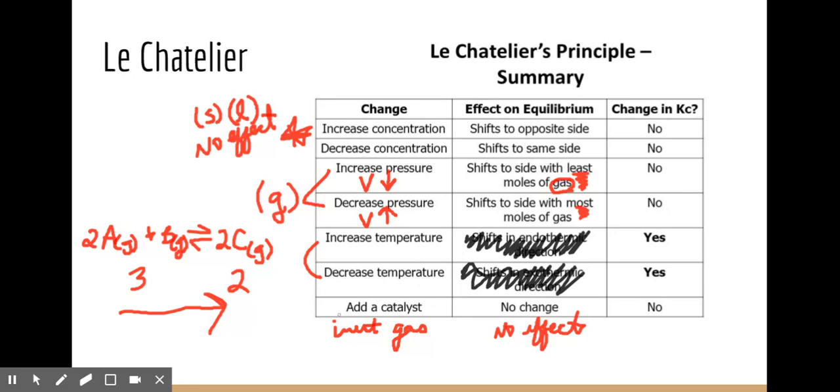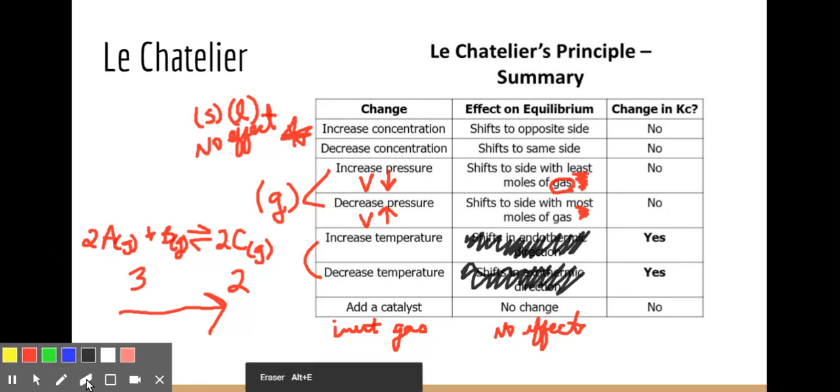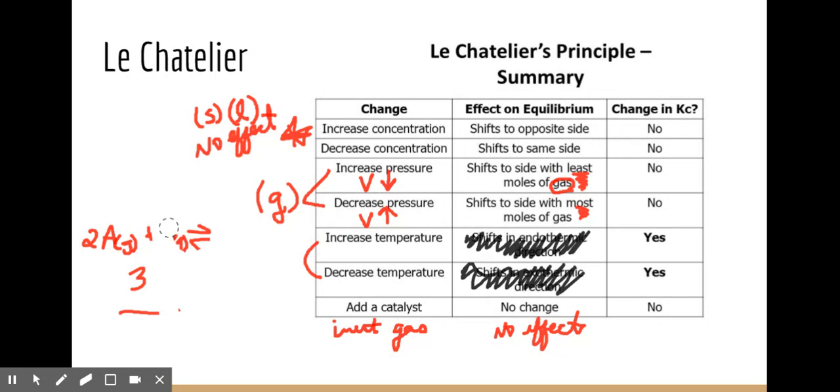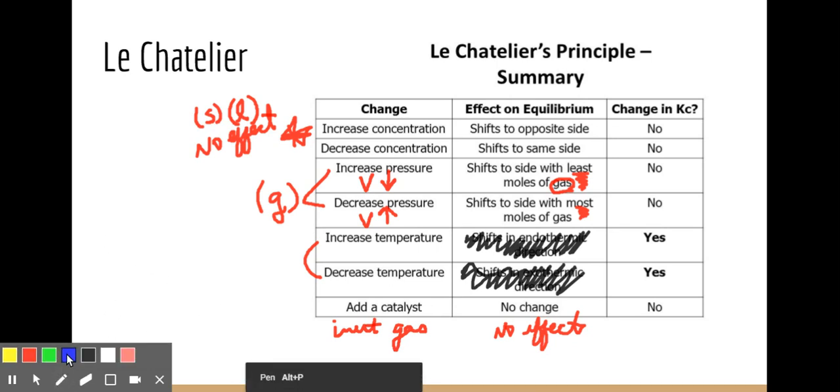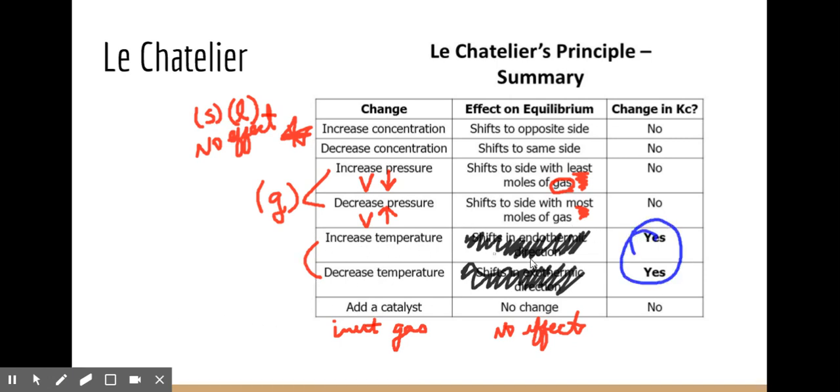Now, last but not least, let's come back to increase or decrease temperature. Now, the reason why I didn't like this little statement here is, I don't know, I just don't like it. I don't like to just memorize something. I like to make sense of it. So let's make sense of this. Now, we talked about, yes, temperature can affect my K. So let's talk about specifically what's happening.